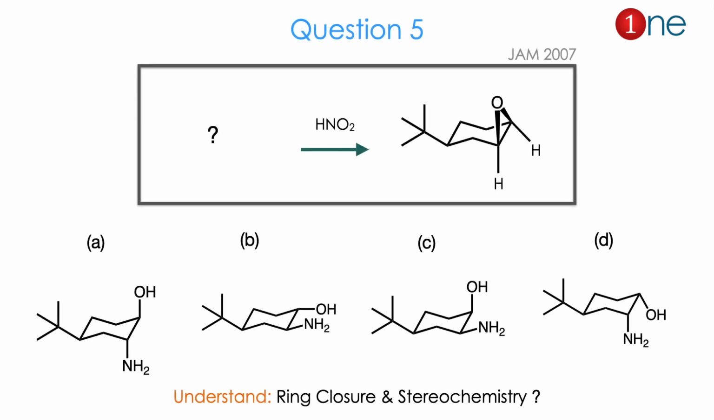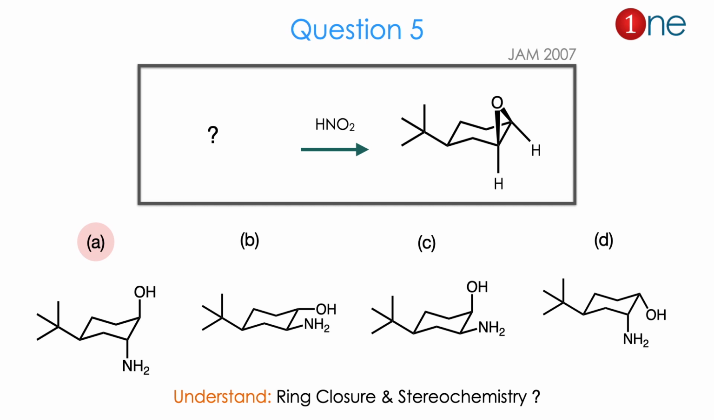Then question number 5. The starting material is in question. The product is an epoxide and it has a tertiary butyl group. Here 4 reactants are given. One is amine and alcohol anti to each other, syn to each other, anti to each other in axial and equatorial. Both can be exchanged. So there are 4 possibilities. So from the reactant possibilities and product you might understand ring closure definitely occurs and the stereochemistry of ring closure is important here. The answer is A.